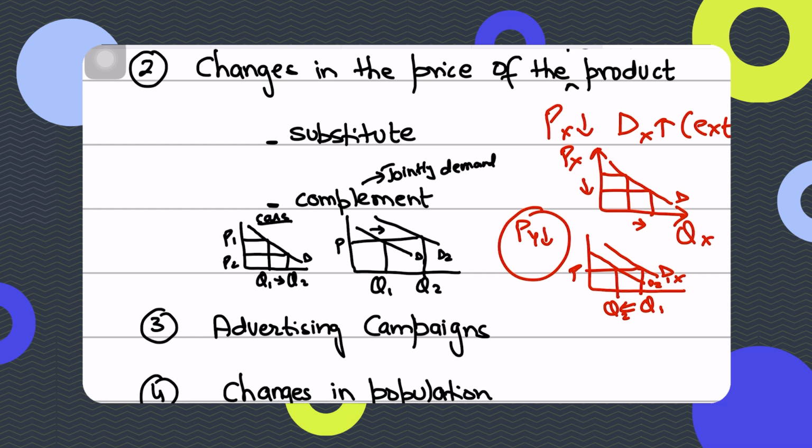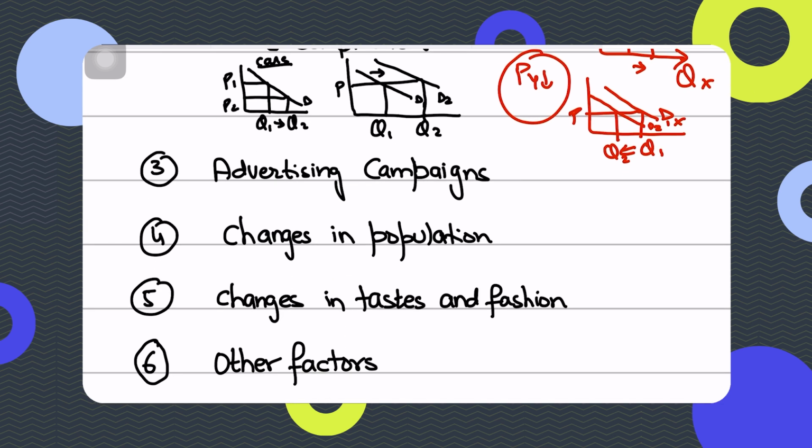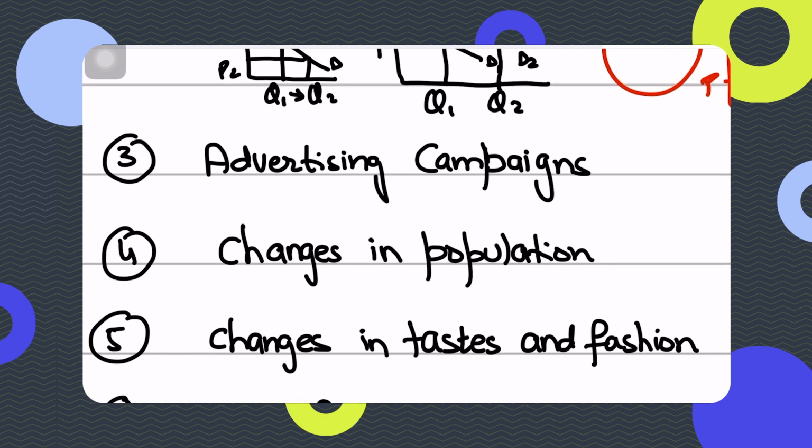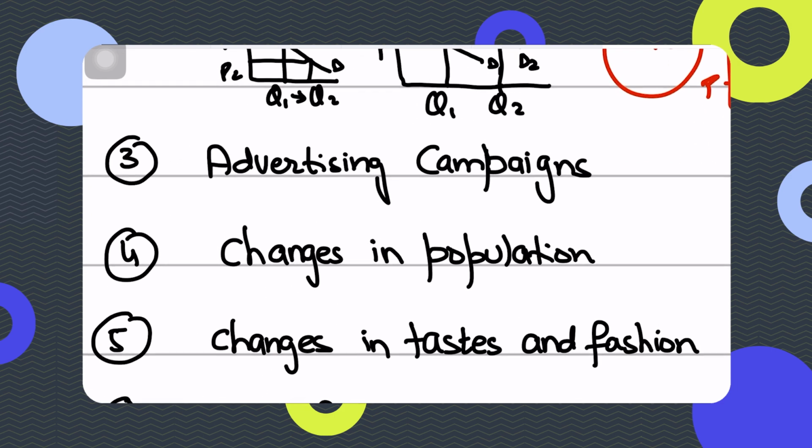Another factor that is most commonly tested in MCQs and given in the textbooks is advertising. So you have good advertising versus bad advertising. Good advertising, which some textbooks also call persuasive advertising, increases the popularity of the product and increases the demand for that product, right? While negative publicity would decrease the demand.